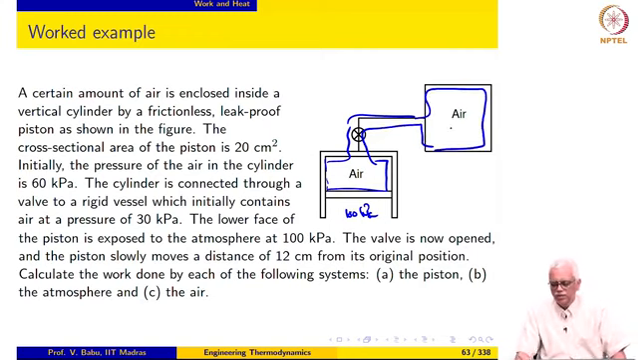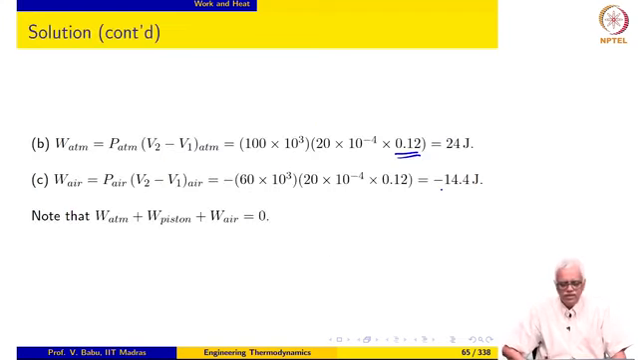So, this will be my system. Notice that only this part of the system boundary deforms, all the other parts remain constant. So, when I apply integral P dV for the air, since the pressure of the air is constant, the P can be taken out. So, P air times (V2 minus V1) air, and since the volume of the air in the cylinder decreases during the process, V2 minus V1 is negative, and so this comes out with a negative sign.